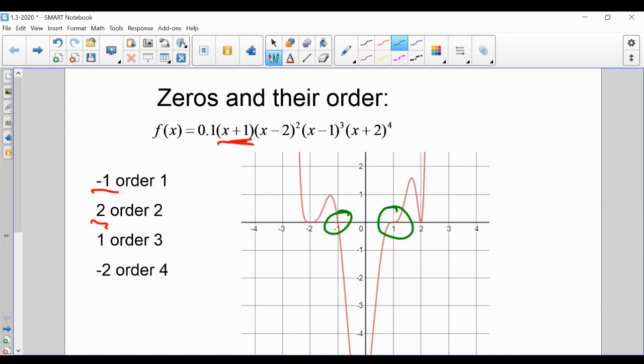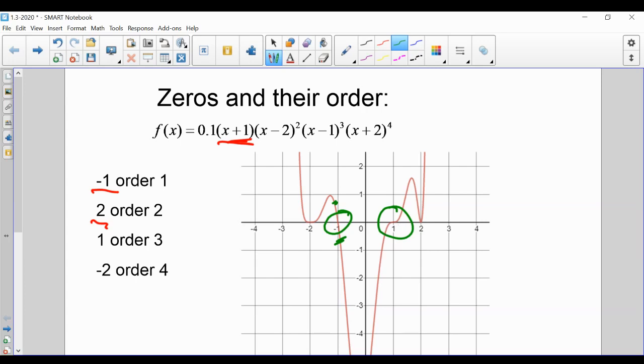And what's happening also is that the sign is changing. It starts off being positive and ends up being negative. So on one side of the zero, it's above the x-axis. On the other side of the zero is below the x-axis. So it changes sign from positive to negative or negative to positive as it goes through the x-axis. Same thing with the 1, same thing with the minus 1.